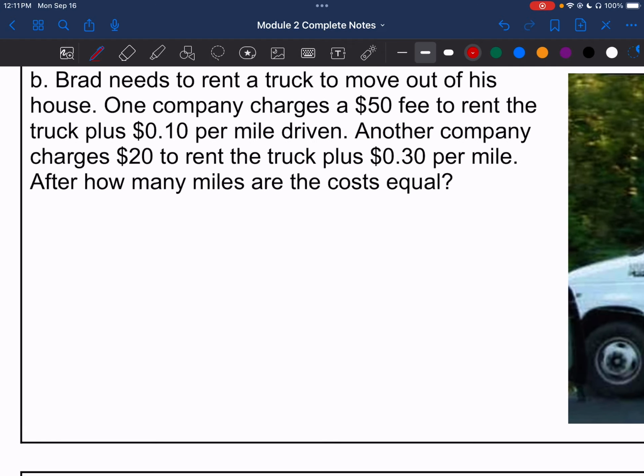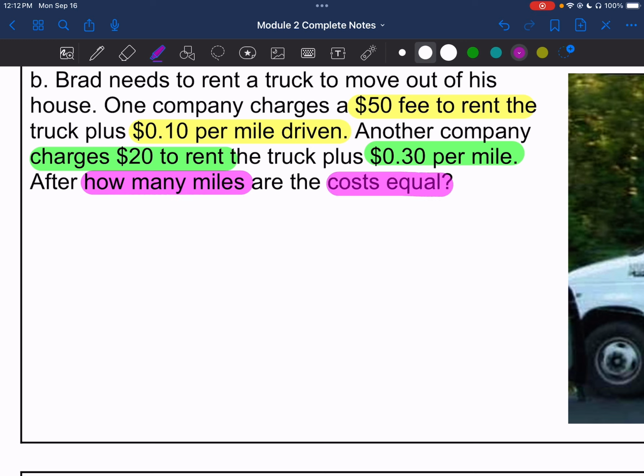So letter B, let's pull out the vital information that we need. One company charges a $50 fee to rent the truck plus 10 cents per mile driven. A different company is going to charge $20 to rent the truck and 30 cents per mile. And we want to know after how many miles the costs are equal.